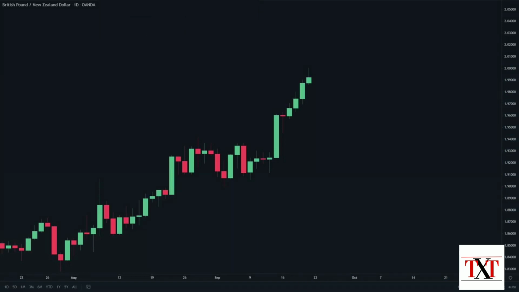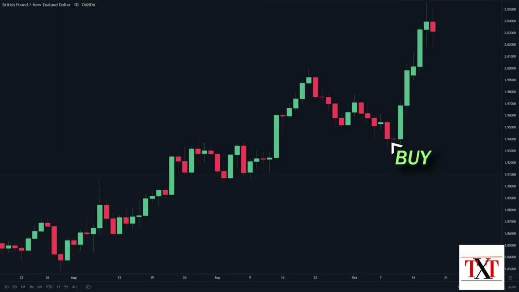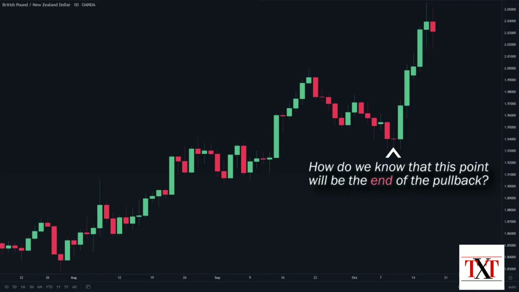So let's say that the current market is trending and you're looking to enter a position. Now we know that the best time to enter a position at a trending market is to wait for the trend to make a pullback. So as price makes a pullback, you can enter a buy position at the end of the pullback before the price continues with the main trend. And so, how do we know that this point will be the end of the pullback?